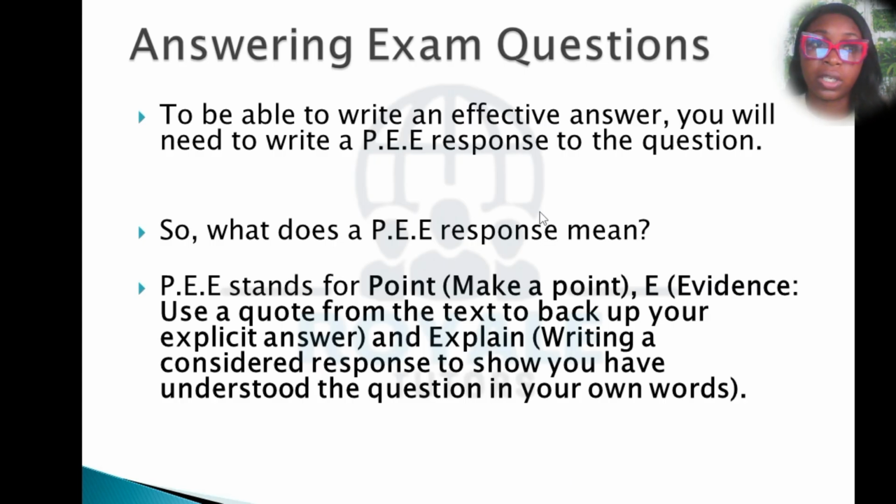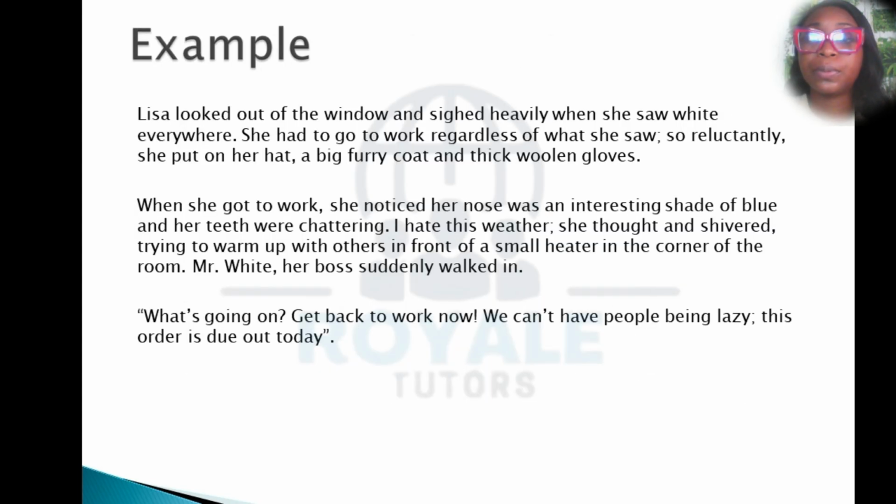Don't forget, I said do not ignore the text in all you're doing, because that's where you're going to pick your evidence from, and it's the evidence that is needed to explain your point. So you use a quote from the text to back up your answer. And then the last thing you need to do is explain. Tell us how your evidence points to your answer. Explain: writing a considered response to show you have understood the question in your own words. This three-step method is what you need to do to answer inference questions in the exam. So let's look at examples and see how it goes.